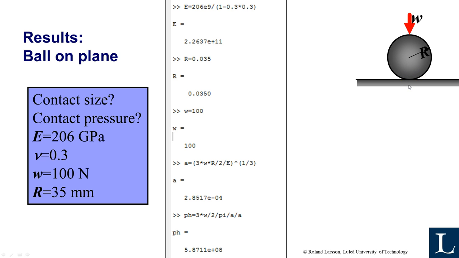So this is how you can use these pretty simple formulas to compute contact pressure. And normally you use this for ellipsoids like this. Normally it's a cylinder or a ball. That's the most common.